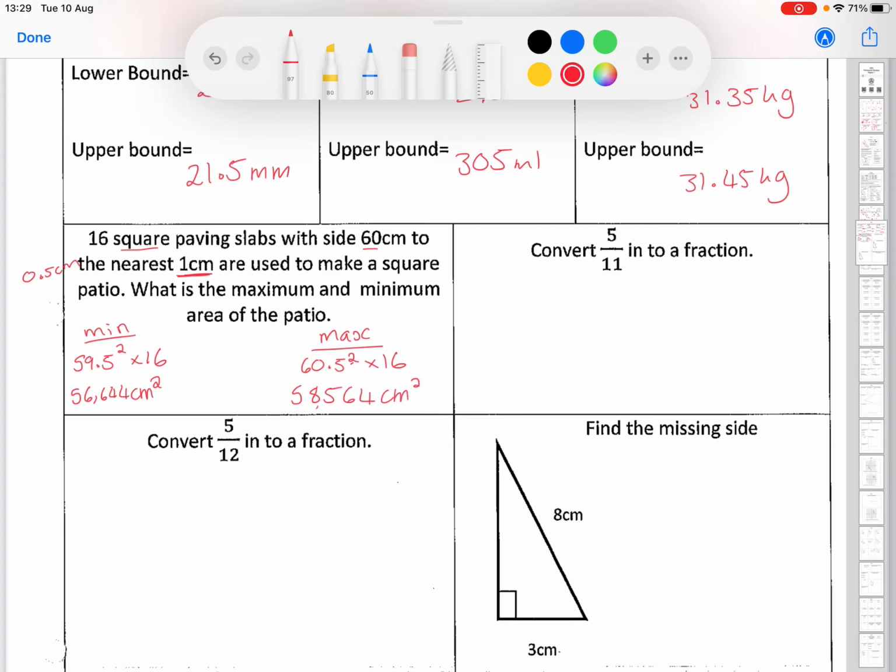Right, next one, we're going to convert 5/11ths into a decimal. So we're going to do how many times does 11 go into 5, and this goes recurring. How many times does 11 go into 5? It doesn't, so we carry it. How many times does 11 go into 50? It would go in 4 times, because 44, with a remainder of 6. How many times does 11 go into 60? It would go in 5 times, because 55, with a remainder of 5.